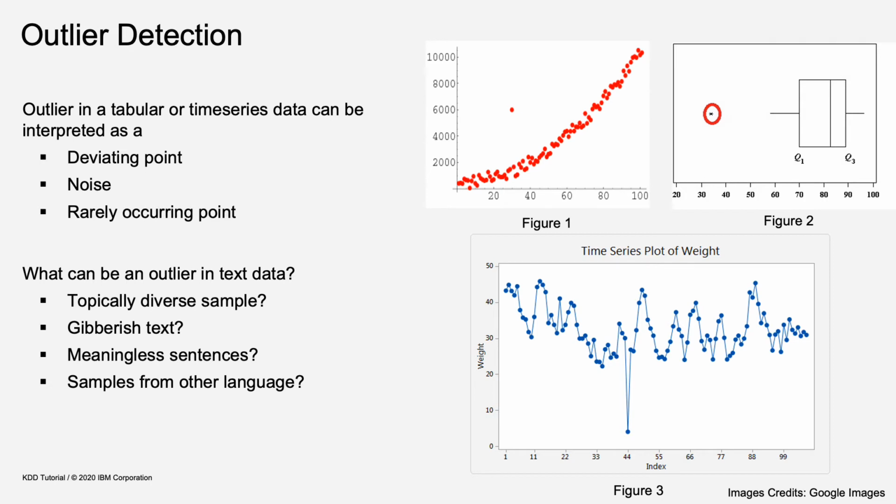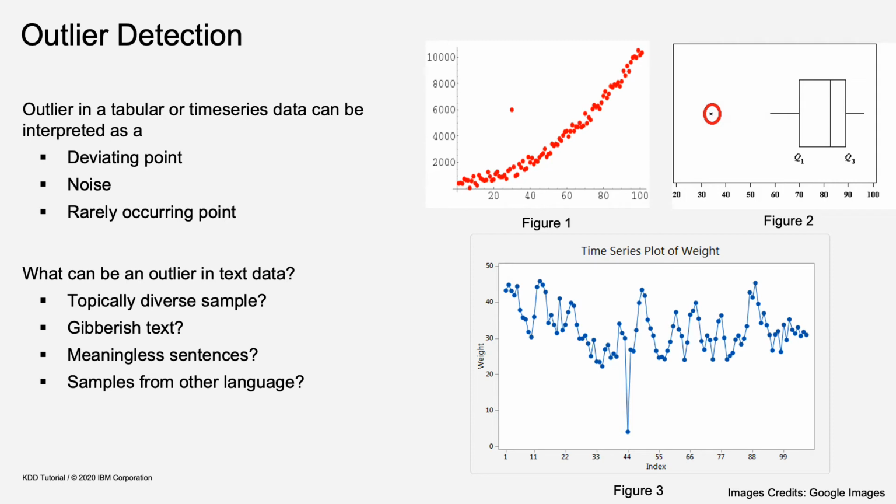Or one can also find outliers by plotting statistical nature of the data, such as using box plots in Figure 2, and identify points lying far away from the usual data distribution. Even in case of time series data, a simple plotting as shown in Figure 3 can help one discover outliers present in the data. However, it's not the similar case for text data.